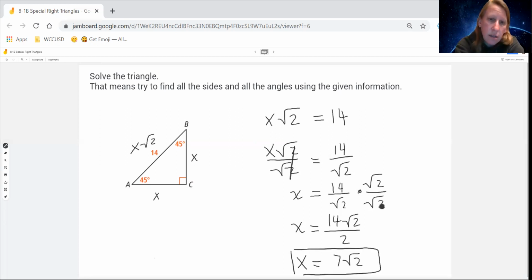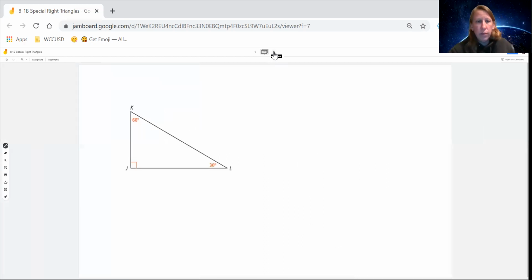You can test it. 7 square root of 2, 7 square root of 2. You could put it in the Pythagorean theorem and see if it works, or you could do 7 square root of 2 times 2, times the square root of 2, and see if you get 14, which you do. All right, here's the other one, halfway there.